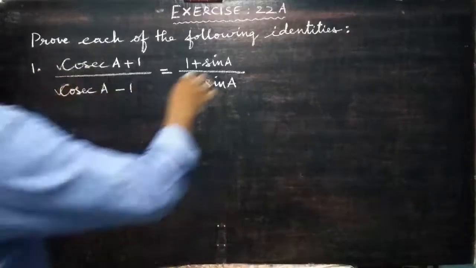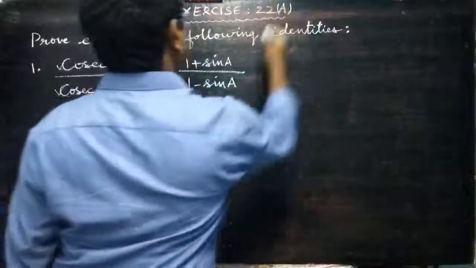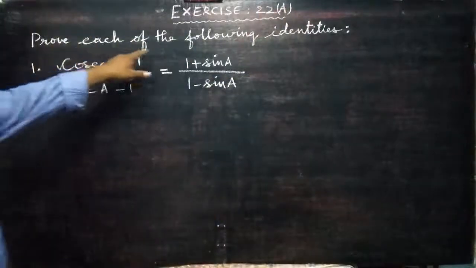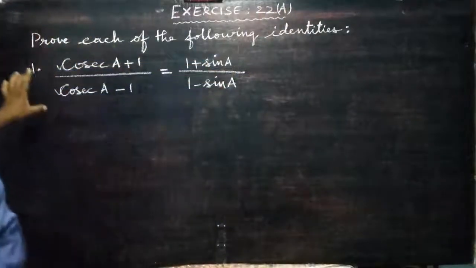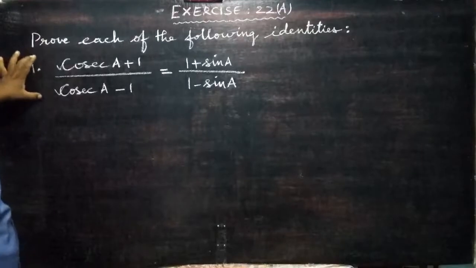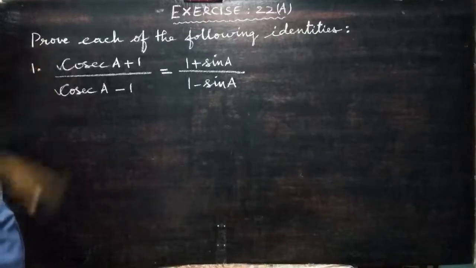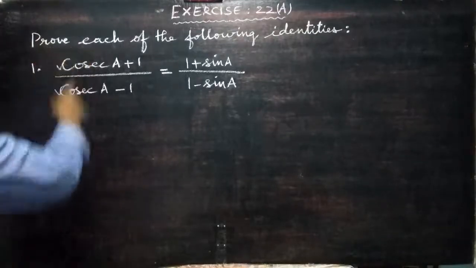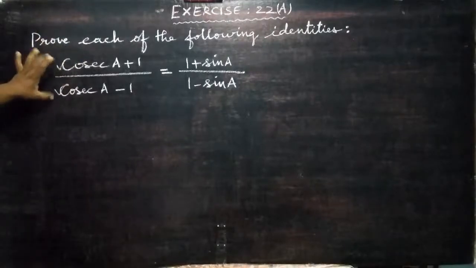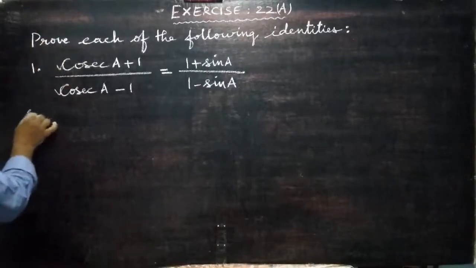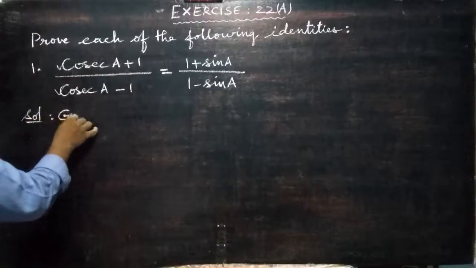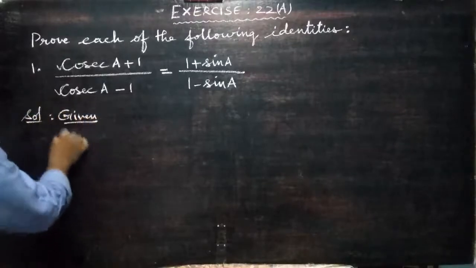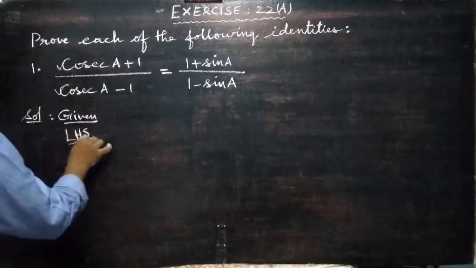Exercise 22A. Prove each of the following identities. So they have given problems. We have to prove them through identities. Whenever they say prove that or show that, compulsorily you have to take LHS. So the solution is given. We will start with LHS.